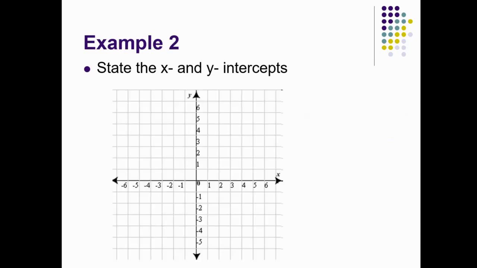So here's another example. As I just said, you don't always need to have both of them. You can have just an x-intercept or just a y-intercept. So our x-intercept for this is 5, comma 0.